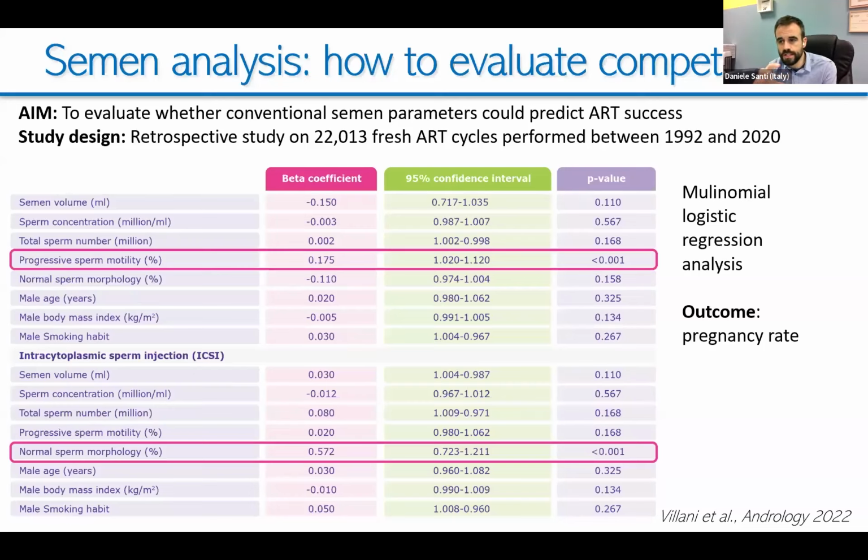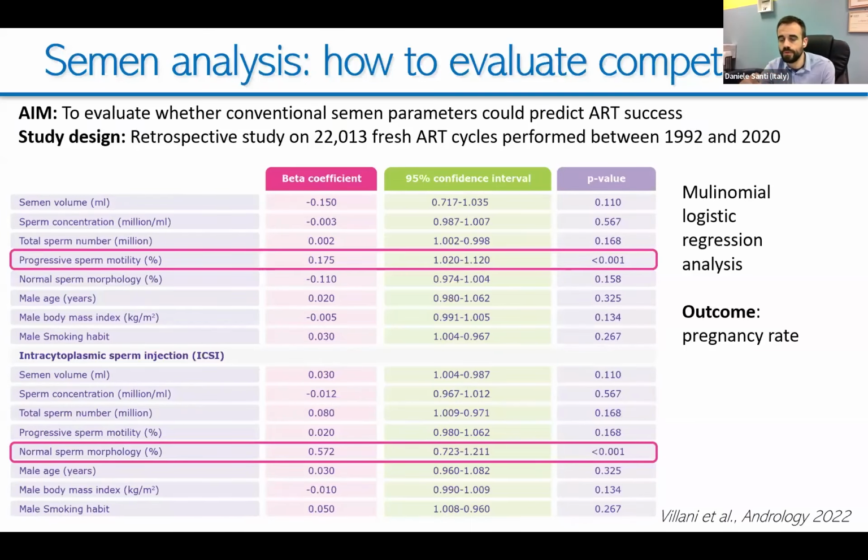And we tried to do the same. So we tried to find whether a parameter in the semen analysis is able to predict the pregnancy rate in the setting of assisted reproduction. Considering this large cohort, we detected that among the parameters available, the progressive motility predicts the final pregnancy rate in IVF cycles, and the normal sperm morphology predicts the pregnancy rate in ICSI cycles, suggesting that it is true that some of these parameters could really predict the final pregnancy and the final success of the couple.